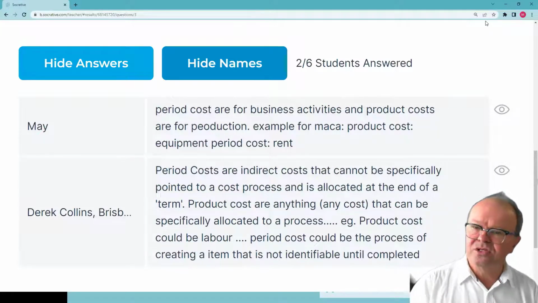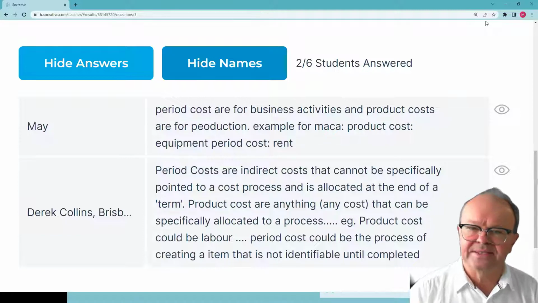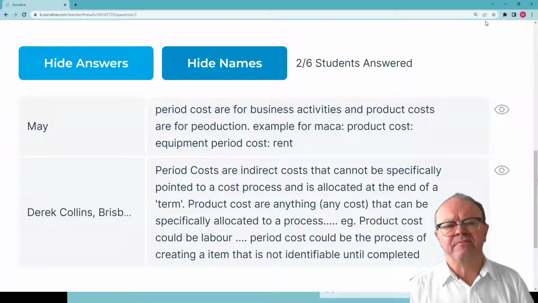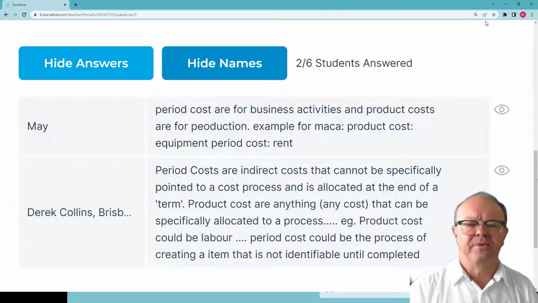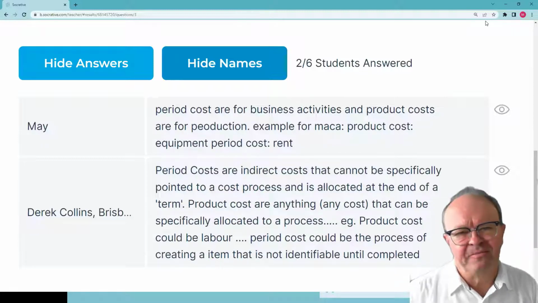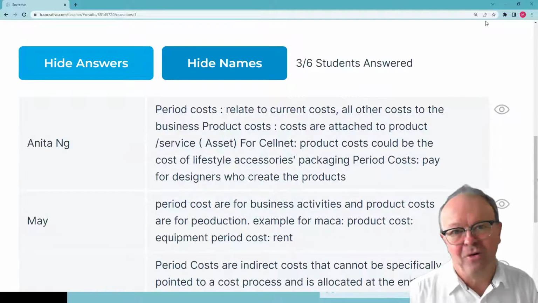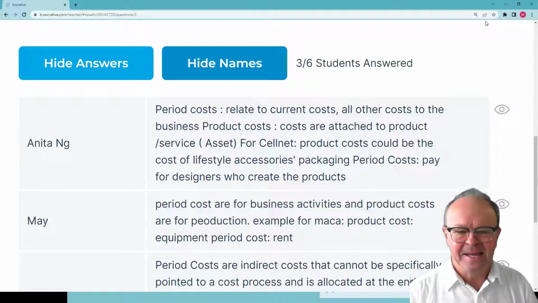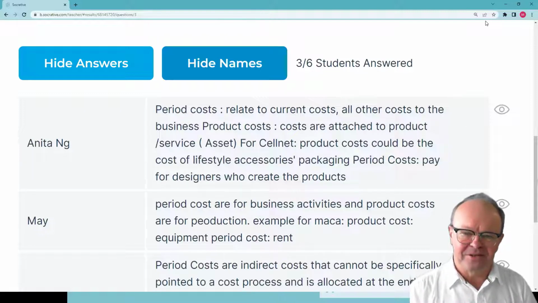Product costs are those costs we attach to products or services. And period costs are for business activities and product costs are for pre-production. Example from Macca, product costs, equipment, period costs, rent. All costs are for business activities, mate. When we do stuff, we incur costs. It just happens. So it's not period and product costs, it's all activity.